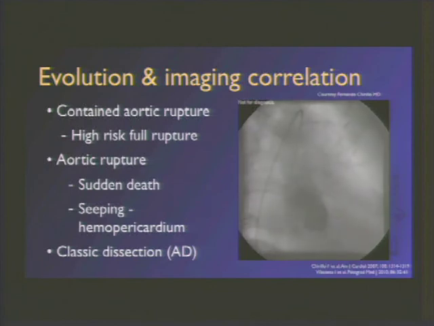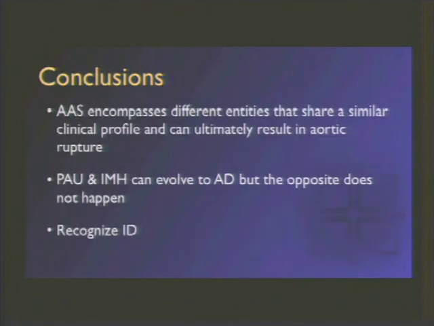We don't know what the real course of this is, and we don't know how we're going to handle this. So is it worth making the diagnosis? I don't know how to answer the question, but I think we're going to be hearing about this more and more as more publications become available. Now, these patients can evolve to aortic rupture or to classic dissection, as you can expect. So that's the end of my talk.